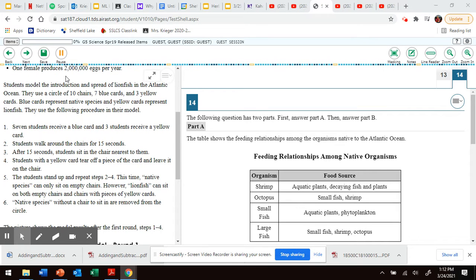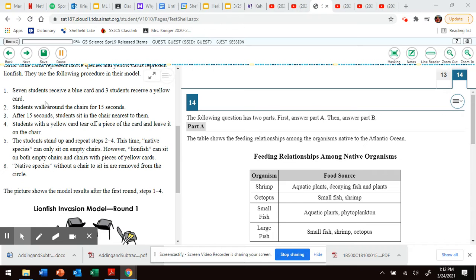Students modeled this introduction and spread of lionfish in the Atlantic Ocean. They used a circle of 10 chairs, 7 blue cards, and 3 yellow cards. Blue cards represent native species, and yellow cards represent lionfish. They used the following procedure in their model. 1, 7 students received a blue card, and 3 students received a yellow card. Students walk around the chair for 15 seconds. After 15 seconds, students sit in the chair nearest to them.